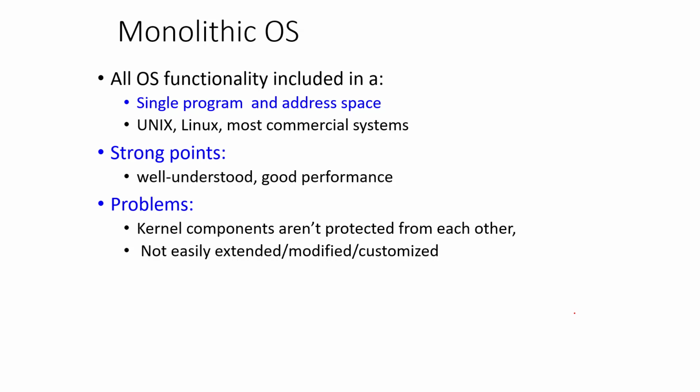So monolithic OS, the strong points is it provides a single program and address space, Unix, Linux. So these approaches are well understood. The performance is good. It's easy to debug. But of course, the key problem is that the kernel components are not protected or isolated from each other, right? So there is this traditional protection or this isolation is not there. Furthermore, these are not easily extended, modified, or customized, right? It's not really possible to implement a very diverse set of applications on such kind of a monolithic OS or a monolithic kernel.